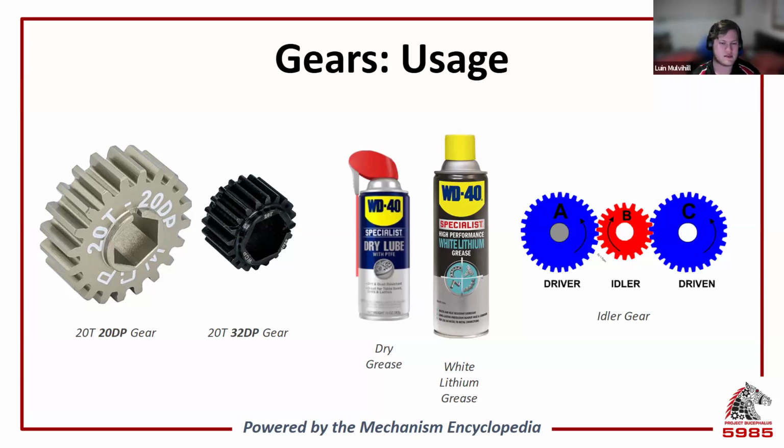Another thing you can do with gears is use an idler gear. So idler gears are gears that you put between the input and output. These help with the spacing and rotation, but they don't affect the resulting ratio.